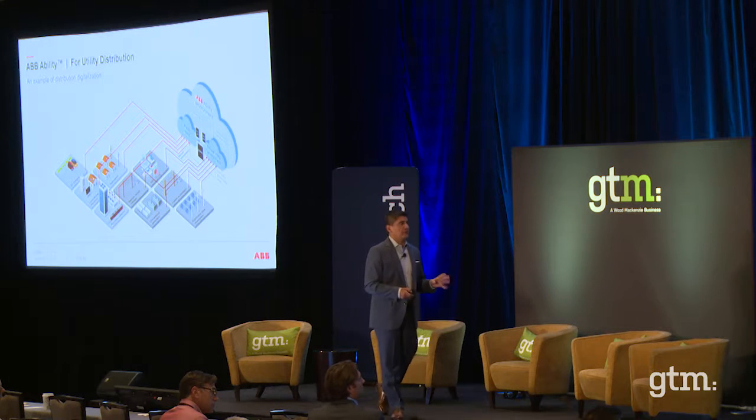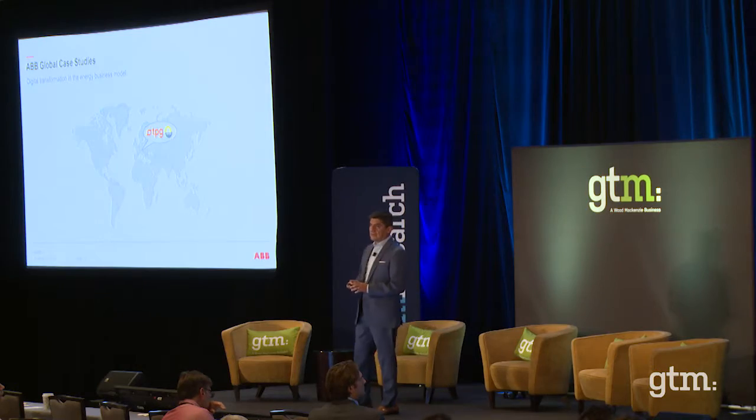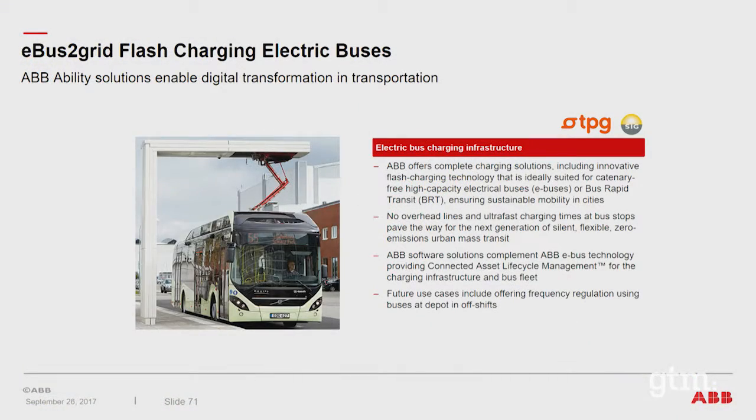Now let's look at two specific examples of what we have to show today. So one of the use cases is actually in Switzerland, in Geneva, and it's called the eBus example. This is the eBus to grid flash charging of electric buses. In this case, ABB has worked with the Transportation Authority in Geneva. We work with our transportation division within ABB, developing the buses, developing the charging device, which is this one that we see, and developing the infrastructure to support the charging of that device. In addition to that, the software and the information technology devices that go behind that.